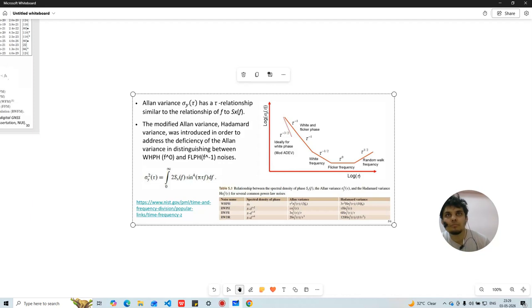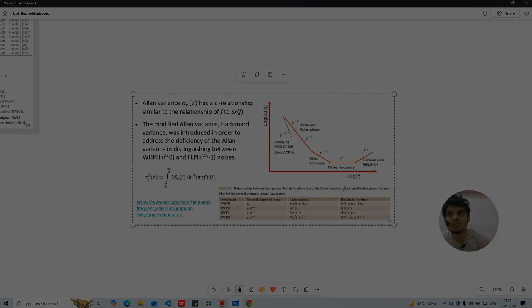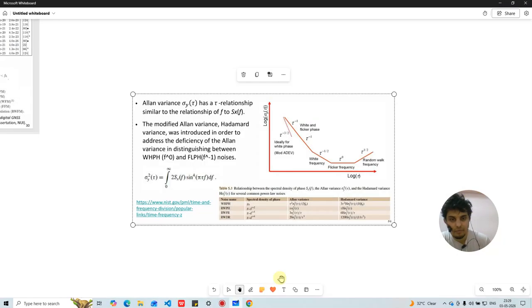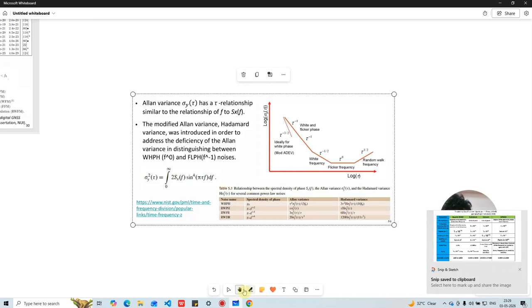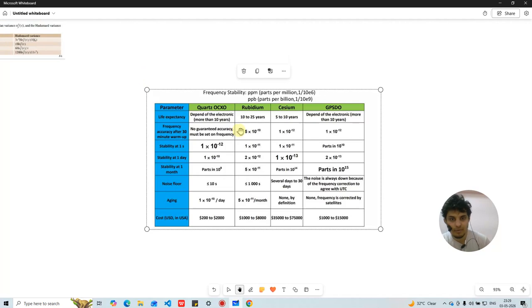Okay, makes sense. A very interesting slide. Just imagine how expensive a cesium clock is. It's the best one, and could be like $75,000.